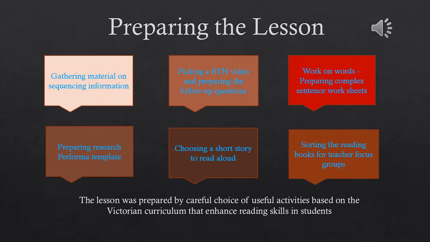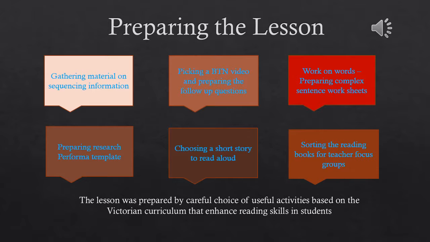For this vignette, the lesson I have chosen is a single reading session taken from week 6 of term 2. The lesson was prepared by carefully choosing activities based on the Victorian curriculum to enhance the reading skills of children. First, a short story was chosen for the warm-up activity to be read aloud in the classroom. Then, information on sequencing and creating a timeline was gathered to be used in the follow-up activity.